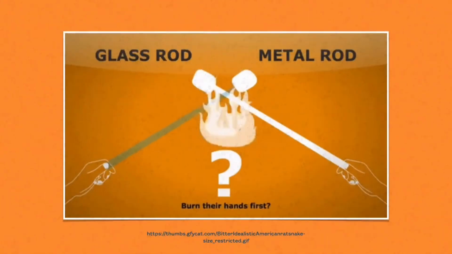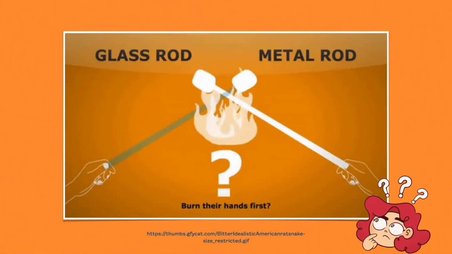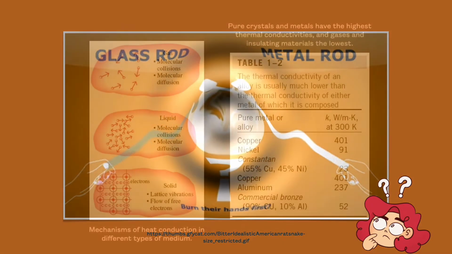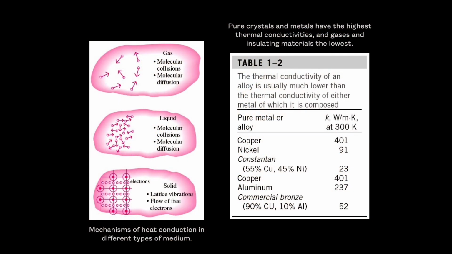Based on this illustration, which material do you think will burn the person's fingers first? Pure crystals and metals have the highest thermal conductivity, and gases and insulating materials have the lowest.